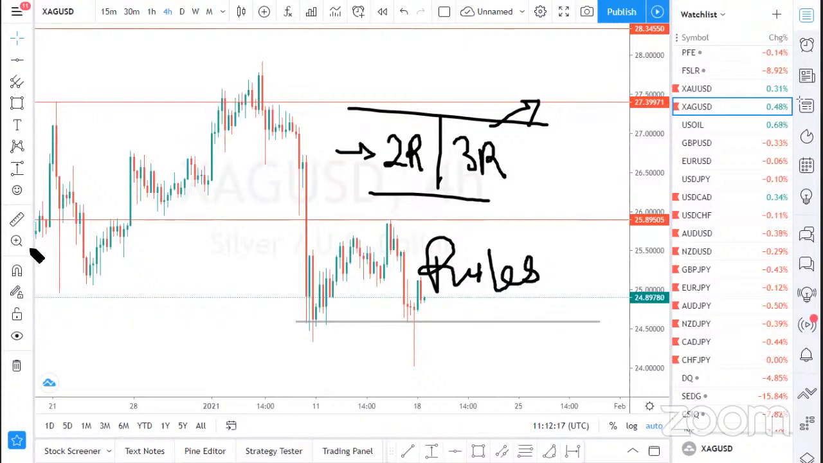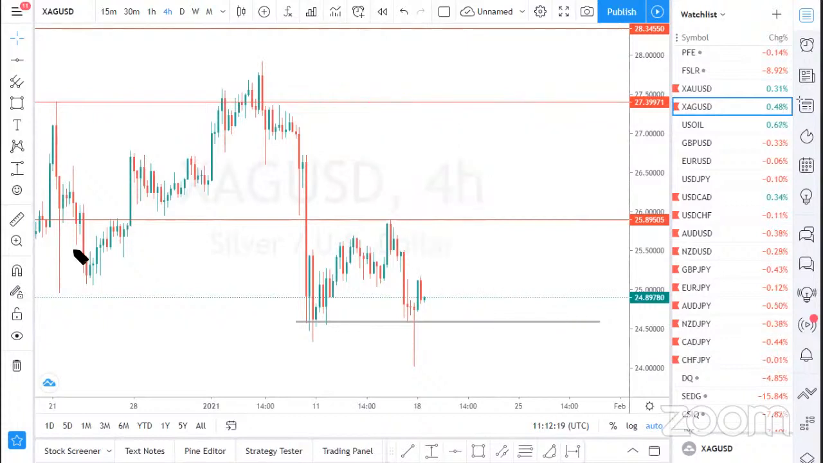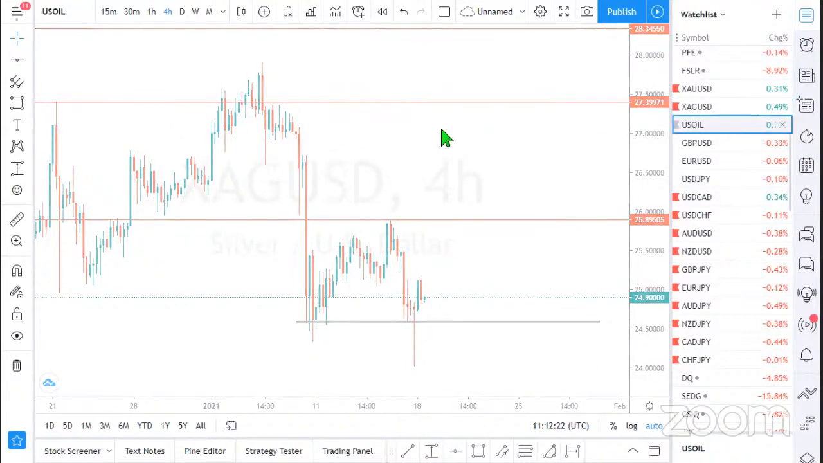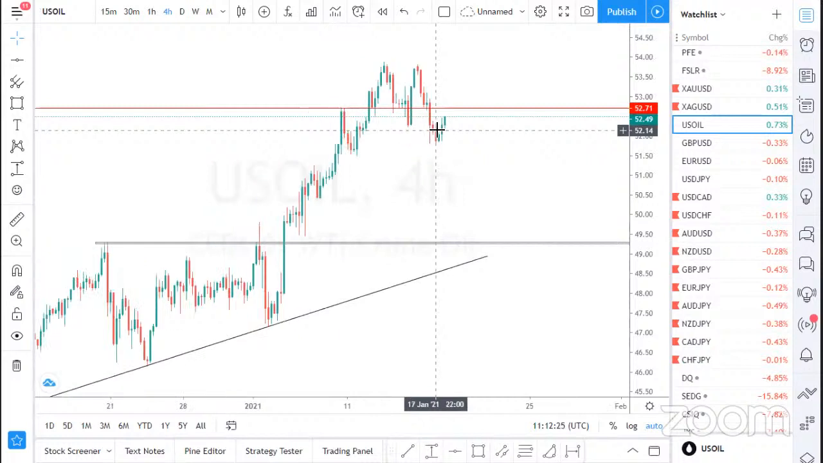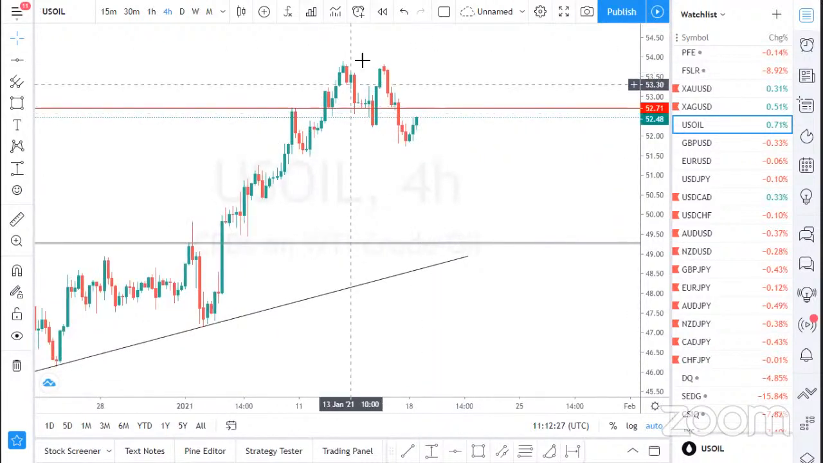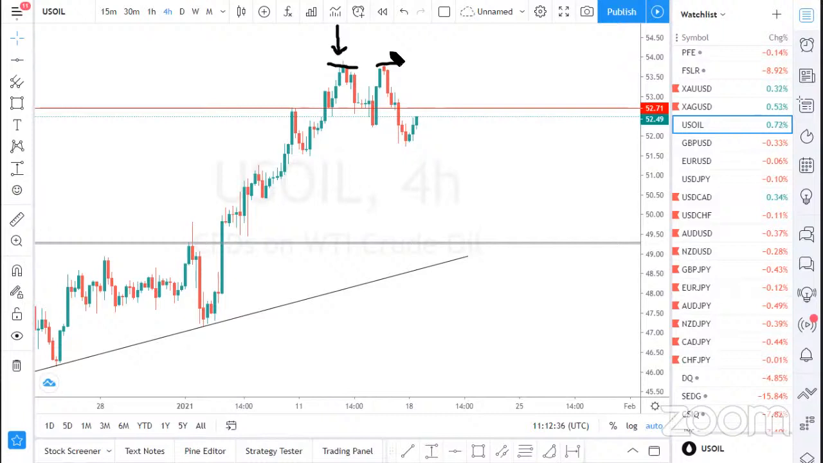Okay, so let's check other currency pairs. Let's check the US market, the energy market, the US oil. The US oil is currently carving a double top based on the 4-hour chart frame. Here's the 4-hour chart frame. We got a first top right here, a second top right here, and a neckline. Price is currently trading above the neckline.